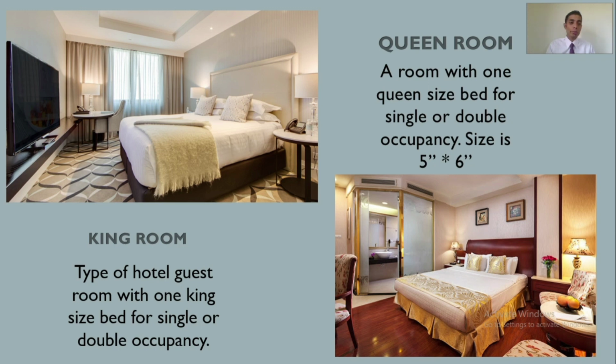Now we have the queen room and king room. These queen and king rooms are basically named after the size of the bed. A room with a queen size bed is named a queen room, and in this type of room there can be two occupants or there can be a single occupant.